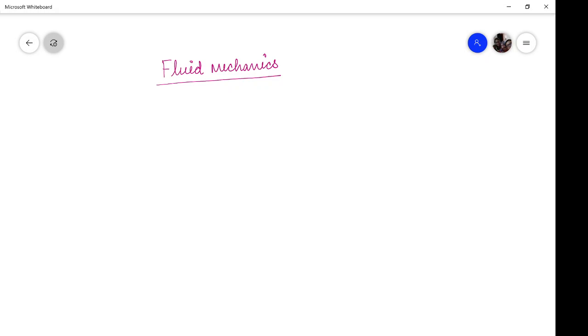So let us start studying something about fluid mechanics. At the outset, I would like to tell you that the definition of fluid comes from a difference, that is, the distinction of fluid from that of a solid.